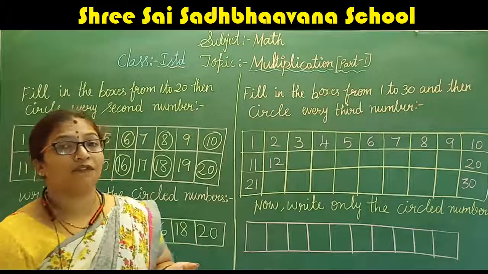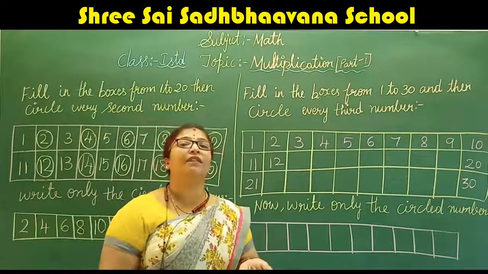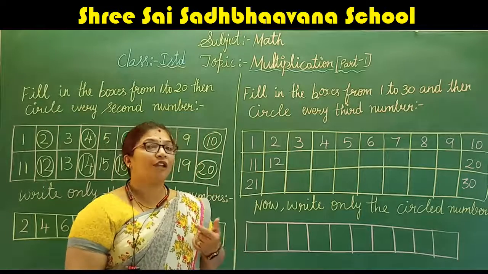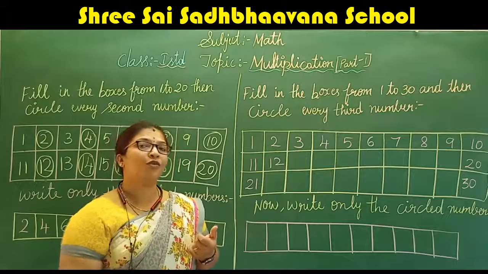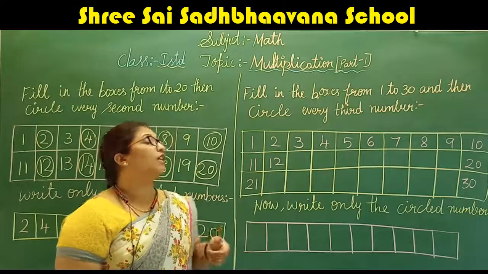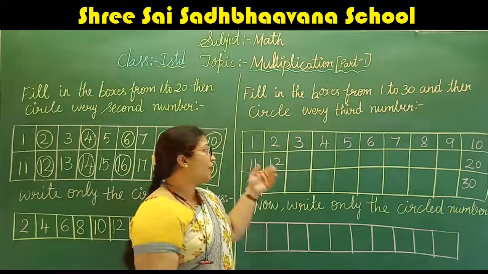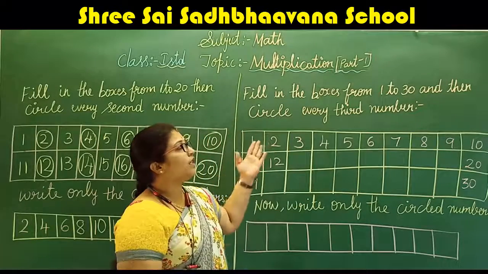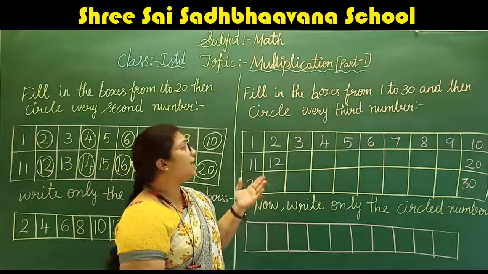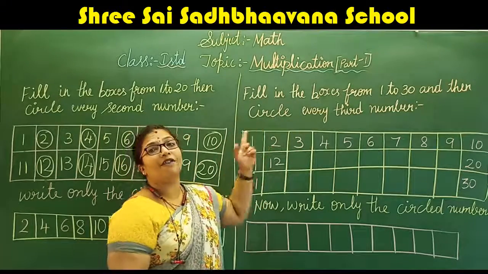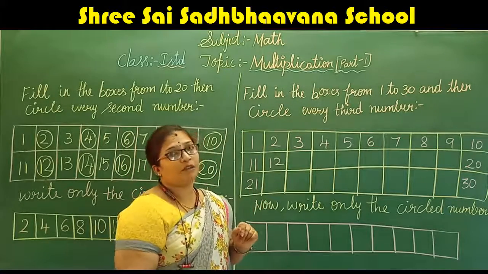So one number we skip and second number we circle, so we call this 2 number skip counting. So this one is the next main. What they have given you: fill in the boxes from 1 to 30 and then circle every third number.